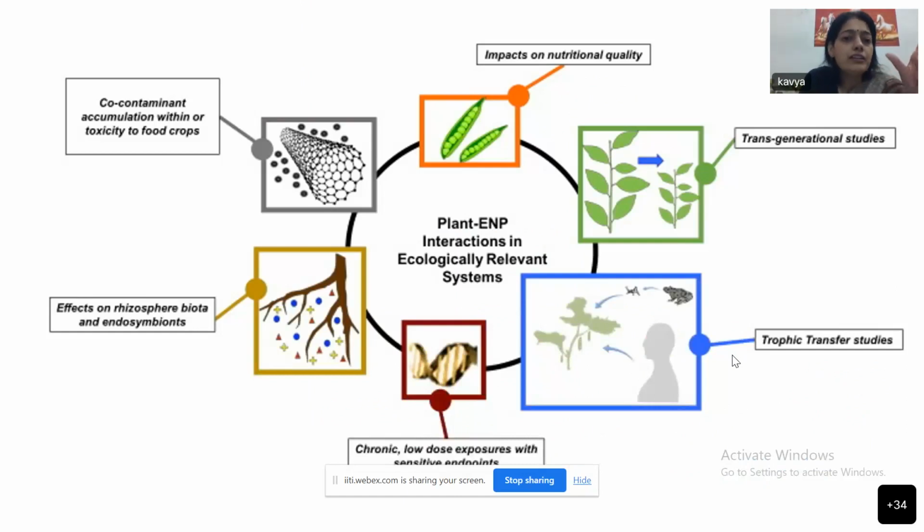We see that nanoparticles, and again I am going to say, no matter how good the intent was, adding it to the soil to avoid harsh chemicals, to avoid the serious micro and macro pesticides, to avoid the hazardous chemicals, no matter how good the intent would be, the fact remains that it is fast becoming a co-contaminant. It is becoming an emerging contaminant within the toxicity of our food crops. It is having an impact on the nutritional quality. It is having a transgenerational impact, not only in humans but also in plants.